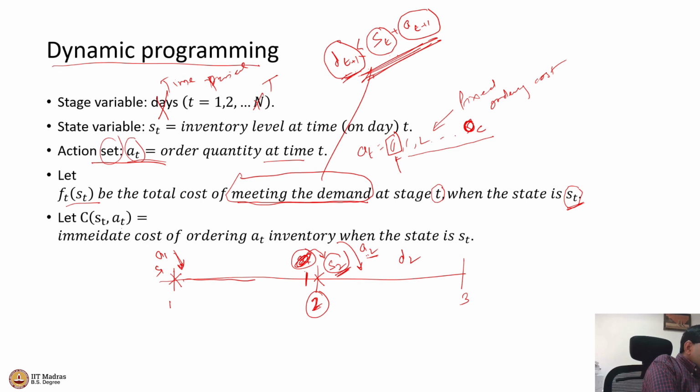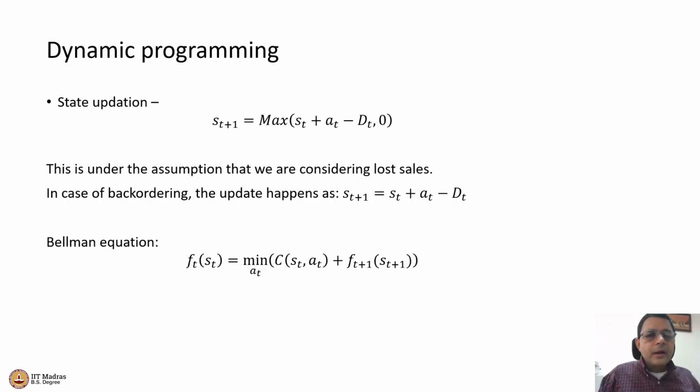So what is the closing inventory for time period 2? I started with S2, I ordered A2, minus D2 is the demand that is met, and therefore S2 plus A2 minus D2 is the on-hand inventory at the end of time period 2. As we said earlier, the ending inventory of time period 2 becomes the beginning inventory of time period 3, so this is your S3. Then you place the order and so on. So how do you update the state variable? The state variable is updated as S_t plus A_t minus D_t, and that is your S_t+1.